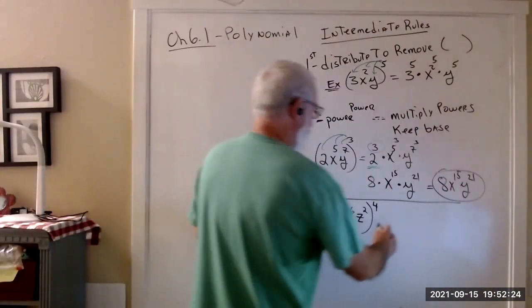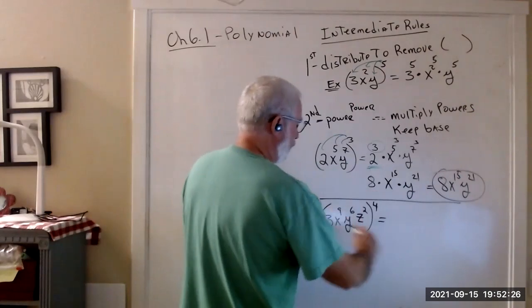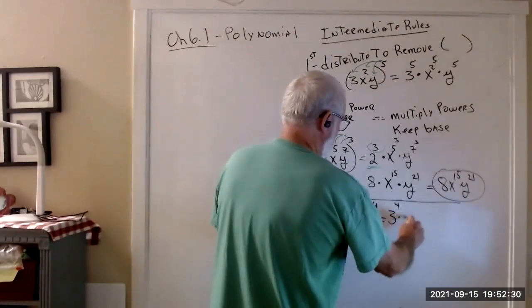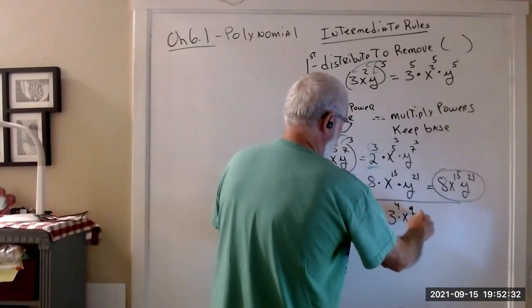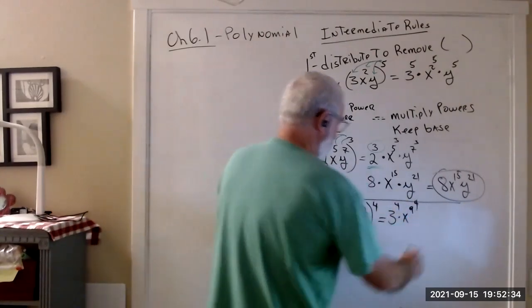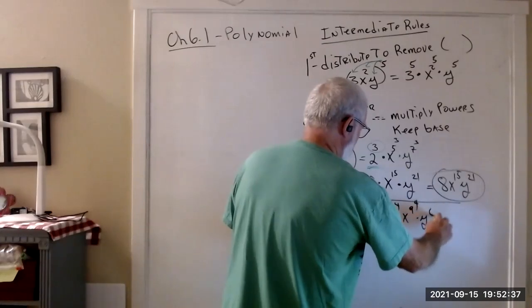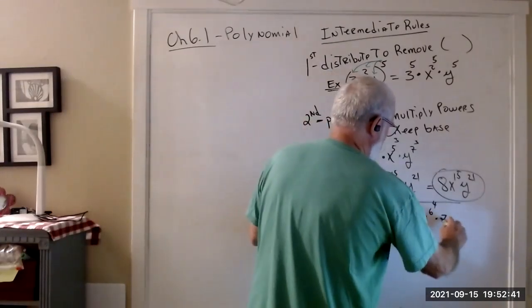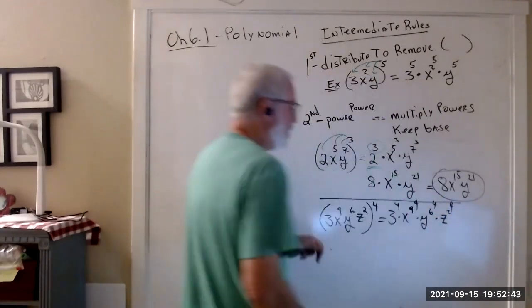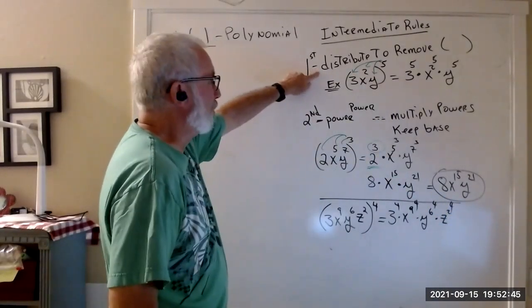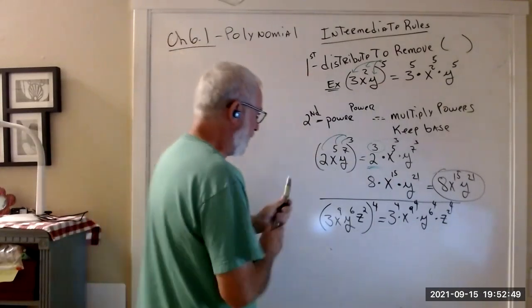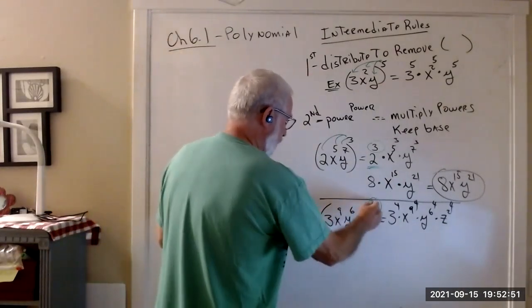Okay, so the first thing I want to do is distribute the 4. So this would be 3 to the 4 times x to the 9 to the 4 times y to the 6 to the 4 times z to the second to the 4. So that was the first rule. Distribute the power to get rid of the parentheses. So everybody got hit with this 4.